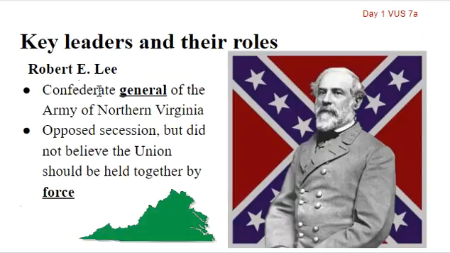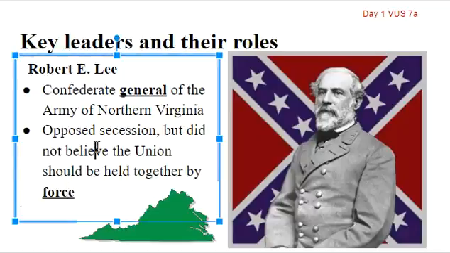Robert E. Lee was the Confederate general of the Army of Northern Virginia, and he opposed secession. He didn't think the states should leave, but he didn't believe the Union should be held together by force. So he didn't think it was right for the president to send troops in to force them to stay. Even though he was against secession, he ended up leading the Confederate Army. He was the general.